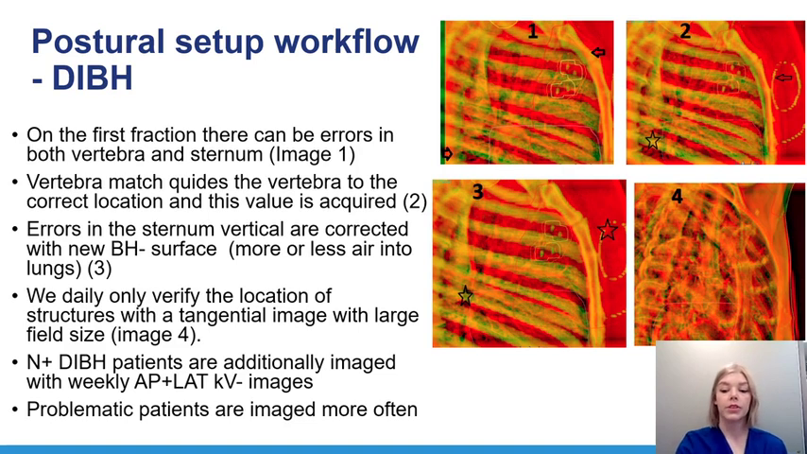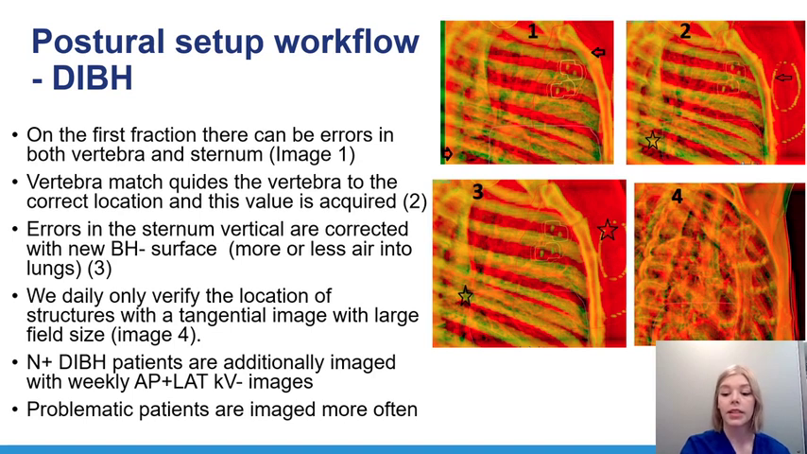And we don't shift the vertical, as I mentioned before, with DIBH patients, because we found that the fixed and acquired couch vertical verified with the lateral KV images guides the vertebra better than the free breath reference surface alone. Correct position of the vertebra is essential for reaching the correct breath hold level and posture. When needed, errors in the sternum vertical are corrected with new breath hold surface, with asking the patient to take more or less air into their lungs.